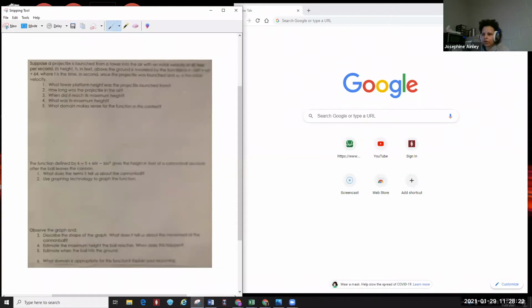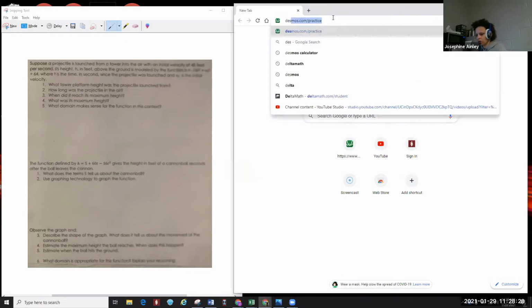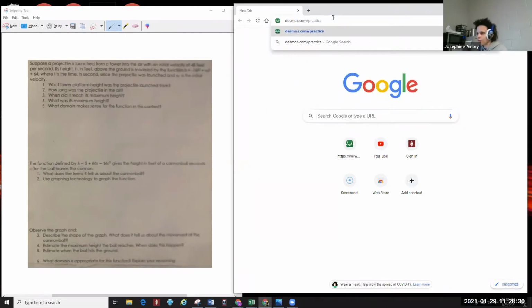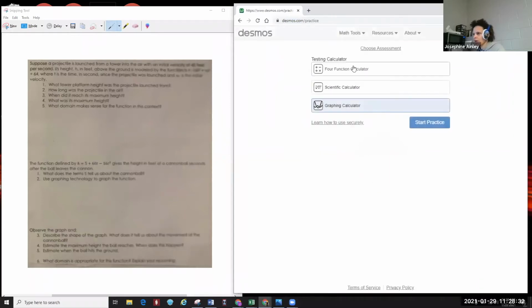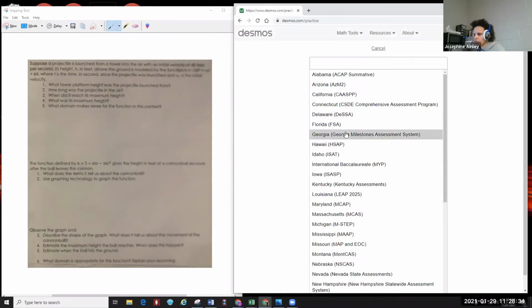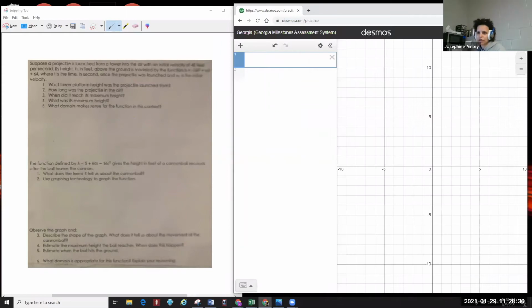So we're going to continue looking at solving quadratics in context. Go ahead and pull up a calculator. Again, go to desmos.com/practice. Click on choose assessment, Georgia Milestone, start practice. Your calculator is set up.